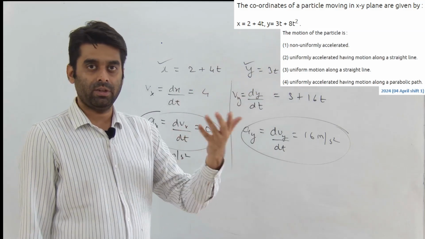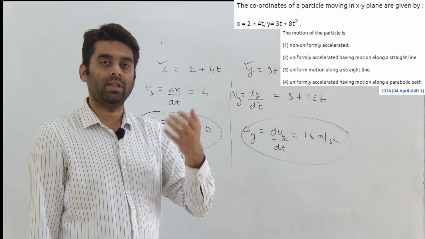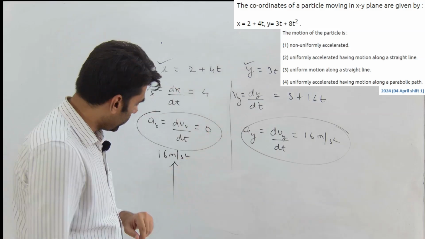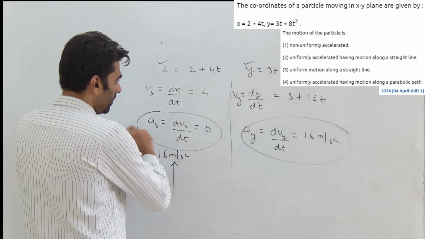Whatever equation comes, if it is a linear equation, it's a straight line path. If it is a quadratic equation, it's a parabolic path. Another way is that directly you can see it. This is the acceleration, and this is the initial velocity.